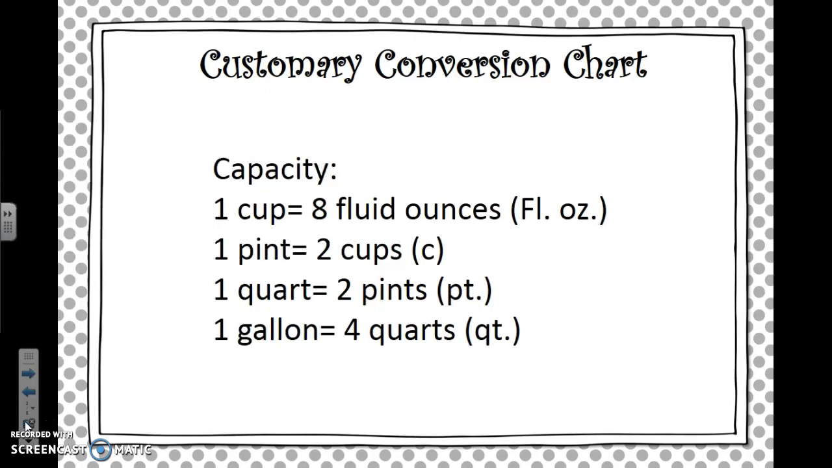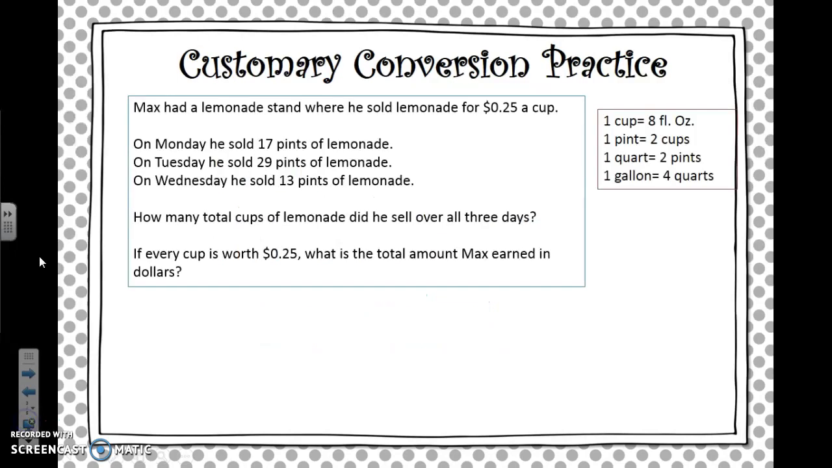So now that we have refreshed our memory with that, we're ready to get started with our practice problem. Our problem for today says, Max had a lemonade stand where he sold lemonade for 25 cents a cup. On Monday, he sold 17 pints of lemonade. On Tuesday, he sold 29 pints of lemonade. On Wednesday, he sold 13 pints of lemonade. How many total cups of lemonade did he sell over all 3 days? If every cup is worth 25 cents, what is the total amount Max earned in dollars?